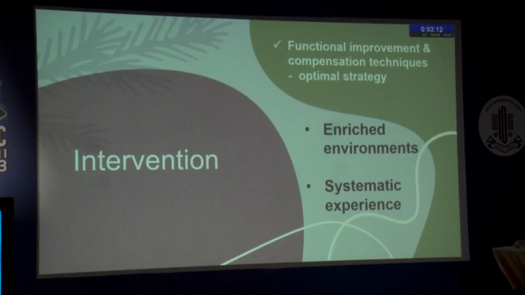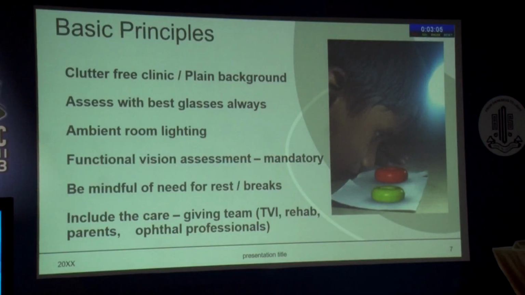The aim of intervention is to reduce the visual disability and to minimize social disadvantage. So, basic principles: everything should be clutter free, with a boring background and solid shades, and always assess with best glasses. The ambient room lighting is very important. It is not that these children should be put in dark rooms. Ambient room lighting is what is ideal. Sometimes they do well with low illumination. And functional vision assessment is mandatory.